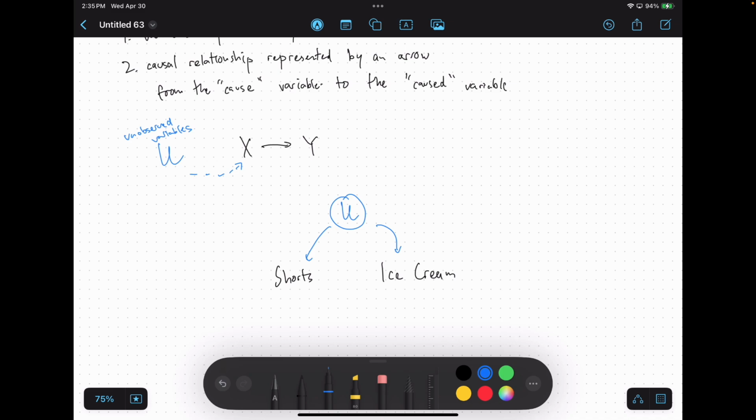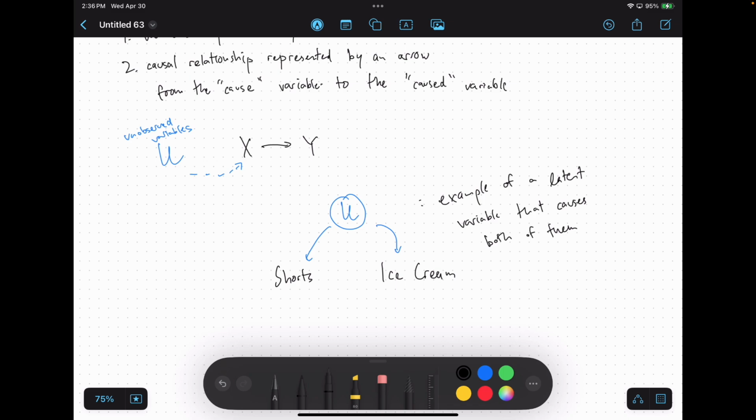And so this is an example. Maybe I shouldn't use an arrow. An example of a latent variable that causes both of them. Okay. And so, right, temperature. If it's really hot outside, you might find that that is the thing that causes people both to wear shorts and to eat more ice cream. Okay?